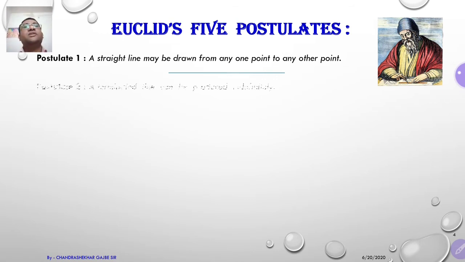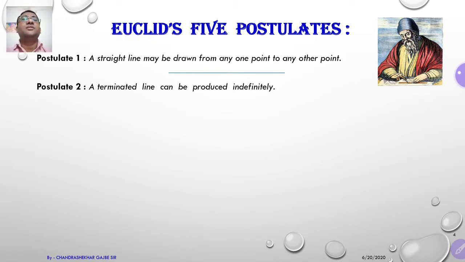Next is postulate number 2: a terminated line can be produced indefinitely. That means if there is a terminated line, then we can extend that line indefinitely on both sides. For example, you can check there, if a line is there, then we can extend it from both sides.